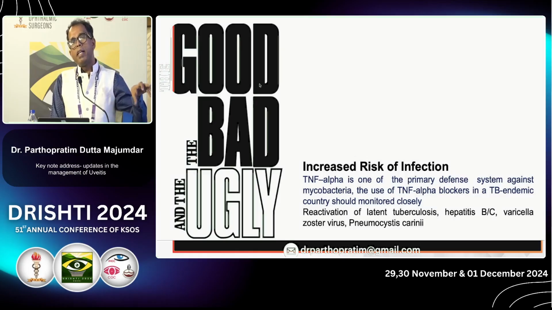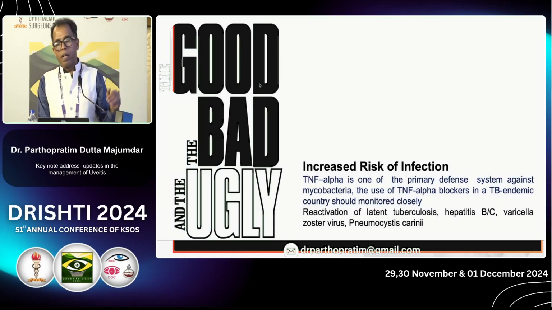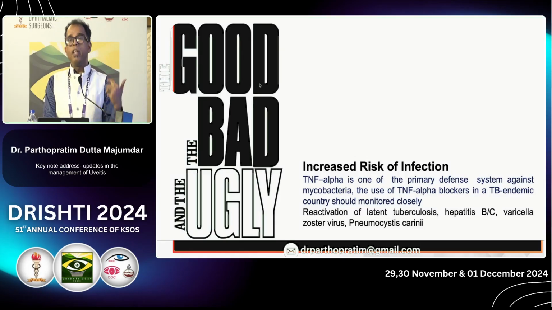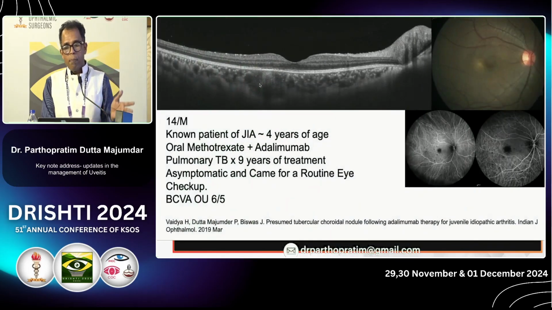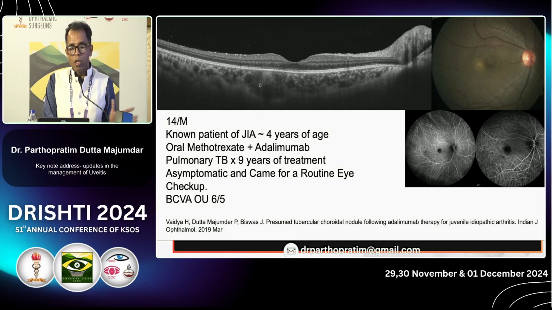So in a country with tuberculosis, if you are giving an anti-TNF blocker for a long time, the patient is susceptible to contracting TB much more commonly than other patients. You have to keep that in mind, and you have to tell the patients that they may be prone to infections. This is a patient of JIA, diagnosed at 4 years of age, treated with oral methotrexate and adalimumab for a long time, who developed pulmonary TB after 9 years of adalimumab. So sometimes it can happen, but it is treatable.